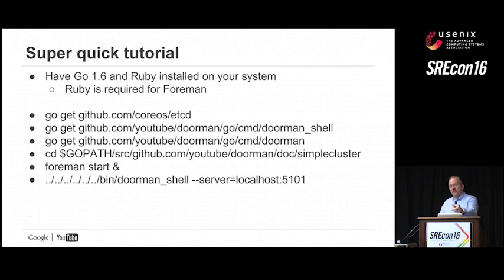And we have a small thingamajiggy called the Doorman shell, which allows you to manually say, simulate, I have this client that wants this much, and I have this client that wants this much, and then you can see what the actual capacity allocations are. So this comes straight from the Doorman tutorial, and this set of statements, I just tried it on my system, actually works. Takes about 5 to 10 minutes to get all the software and compile it, and then you're good to go.